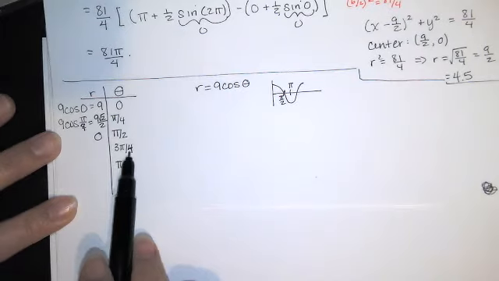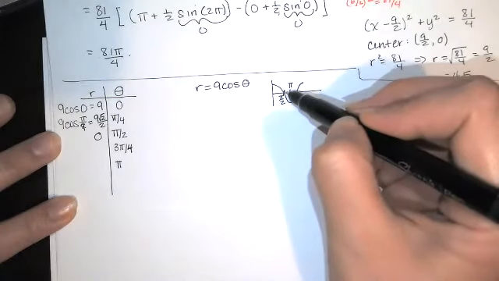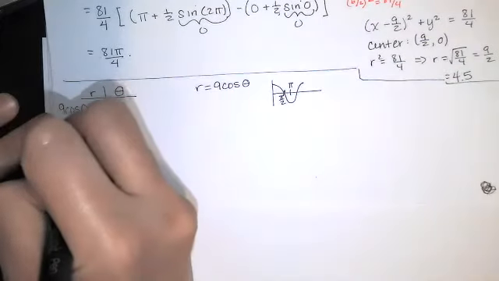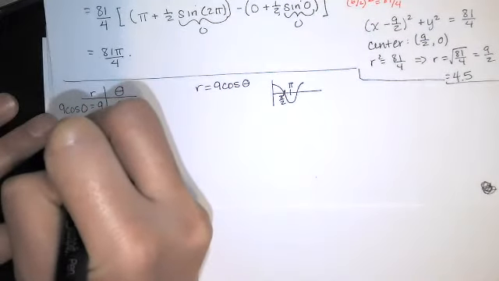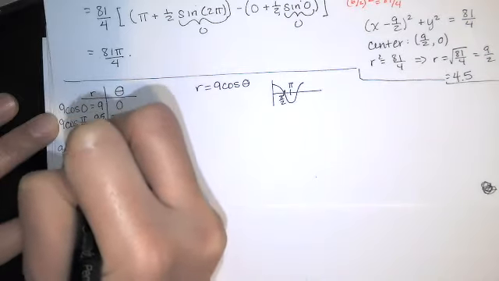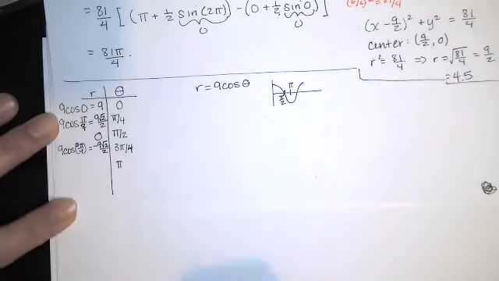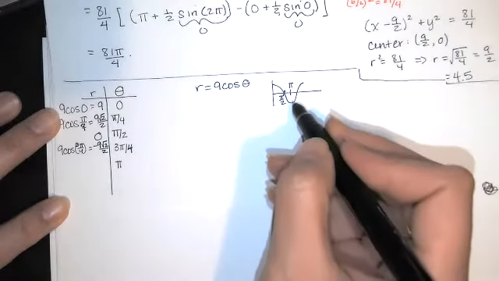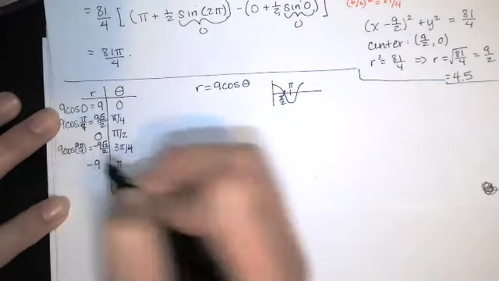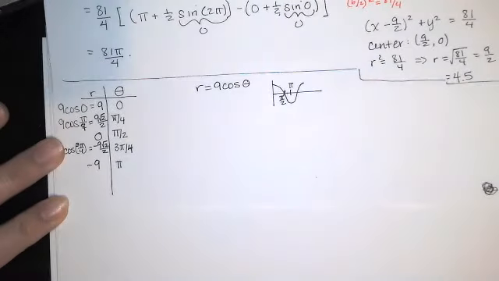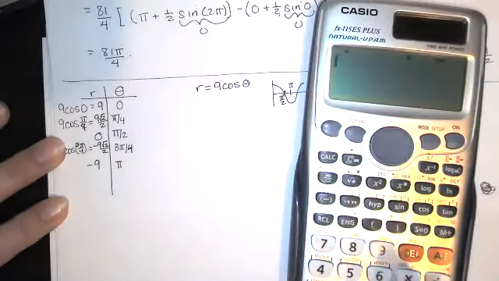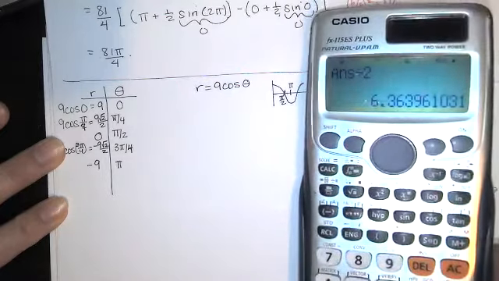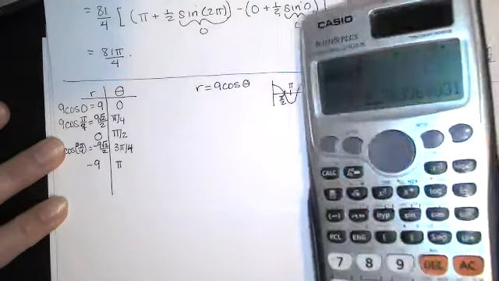At 3 pi over 4, so that's going to be right here. Cosine is negative. It's a negative square root of 2 over 2. So we're going to have negative 9 times root 2 over 2 there. And at pi, cosine is negative 1. So we're going to have a negative 9 there. And let me get my calculator so I can estimate that 9 times square root of 2 over 2. So that's approximately 6.3, 6.4.